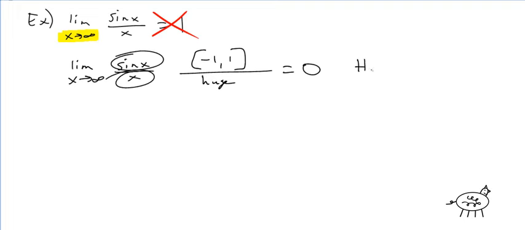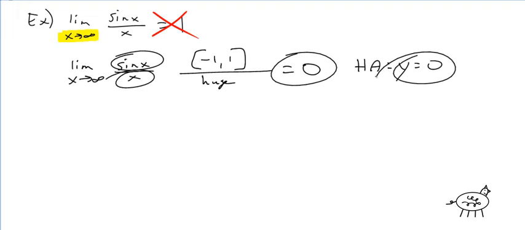So for this one, the horizontal asymptote is y equals 0. Remember, the limit as x approaches infinity is the same thing as your horizontal asymptote. But that's a tricky one. People always fall into the trap. They see sine of x over x and they go, oh geez, we just learned that it's equal to 1. No, it's not when it goes to infinity. When it goes to 0, that's true. Okay, so let's try another example.